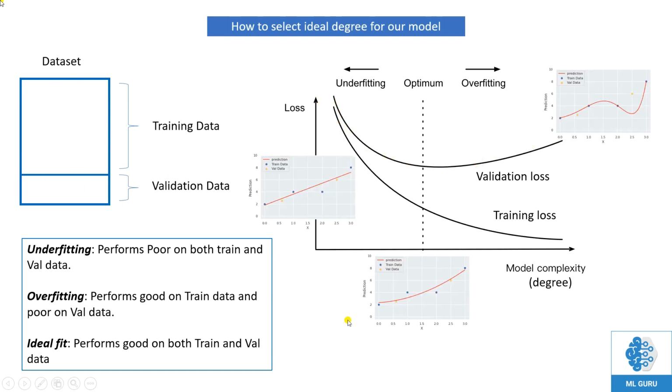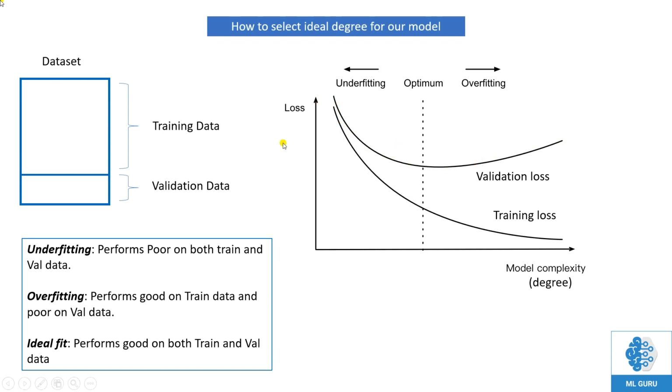Now if you see here, when you have a low complexity model, which means your model is underfitting, in that case, as you can see here, the loss is high on both validation as well as training. As I have said here, it performs poorly on both training and validation data. On the other end, when you have a highly complex model, you know that it performs well on your training data. As a result, the loss is very low over here, and it performs poorly on validation data. As a result, the loss is high over here.